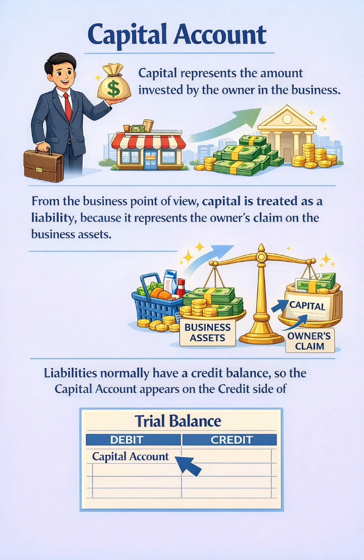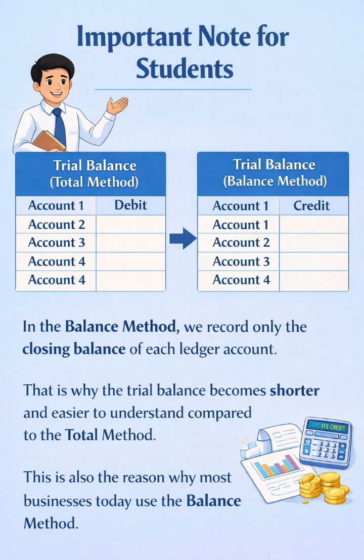Capital account. Capital represents the amount invested by the owner in the business. From the business point of view, capital is treated as a liability, because it represents the owner's claim on the business assets. Liabilities normally have a credit balance, so the capital account appears on the credit side of the trial balance. Important note for students.